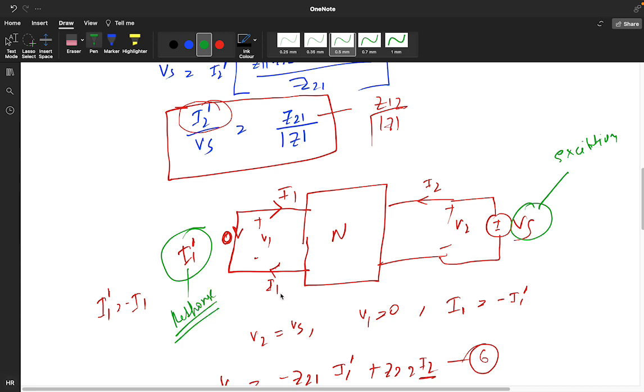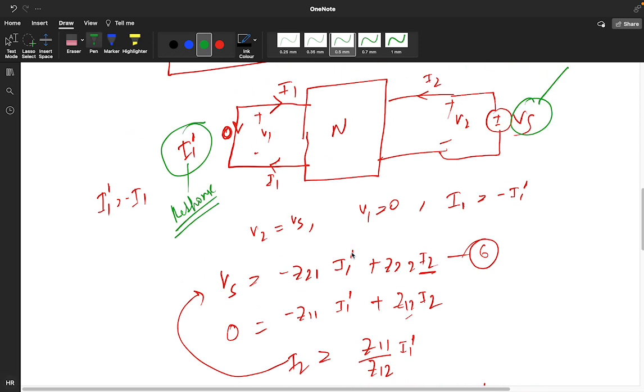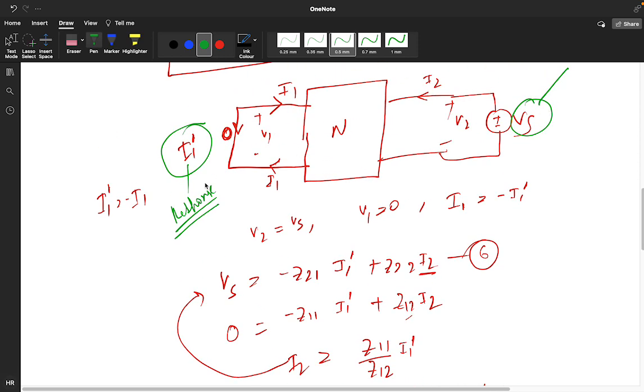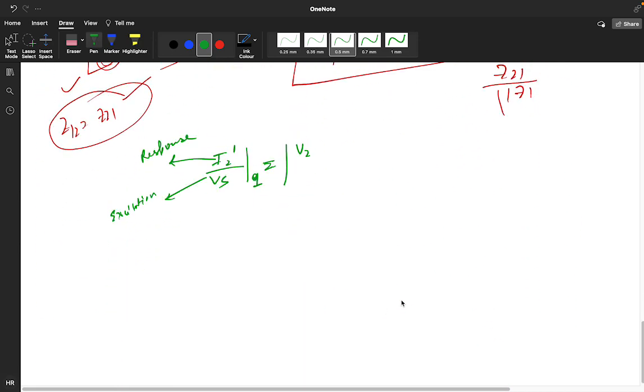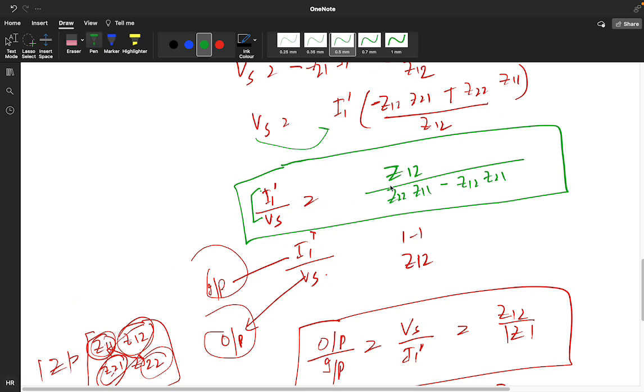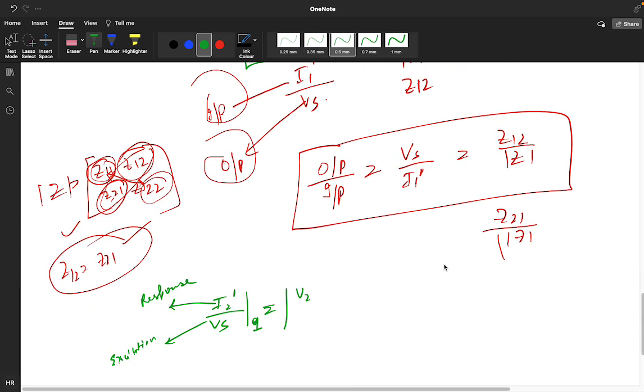Okay. Now by solving this also, Prasanna, we are getting what? This is our excitation. This is our response. By solving this, we are getting the same value: Z12 divided by Z22 into Z11 minus Z12 into Z21. So this condition is just the condition of reciprocity. Okay, that is the condition of reciprocity.